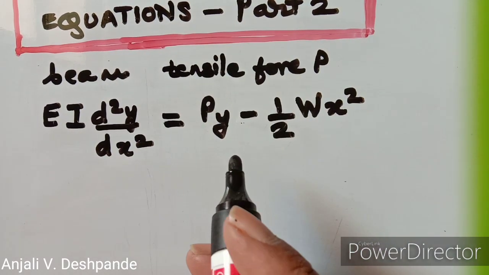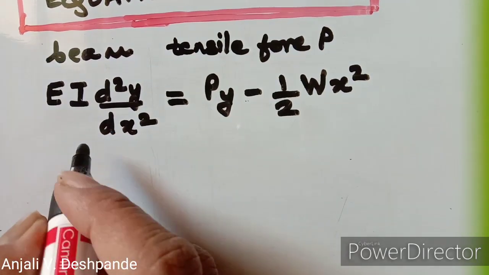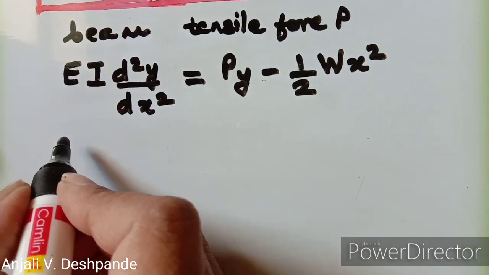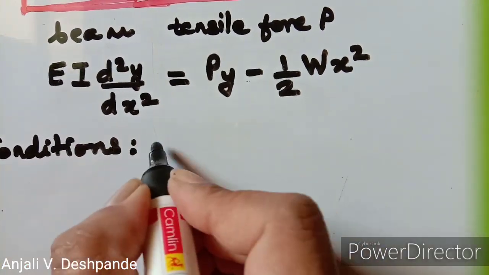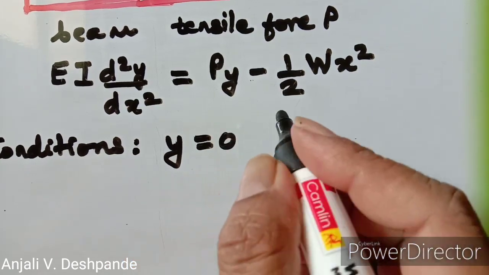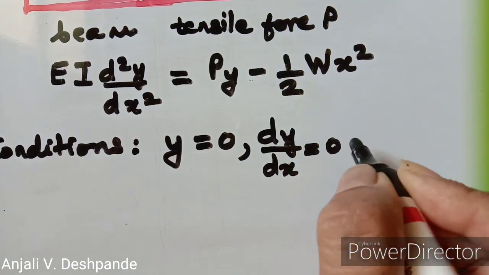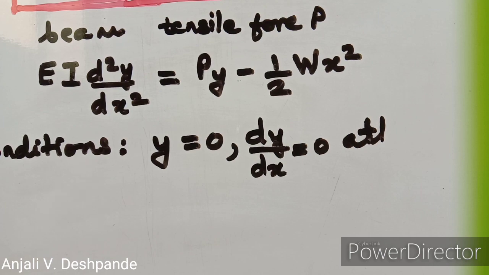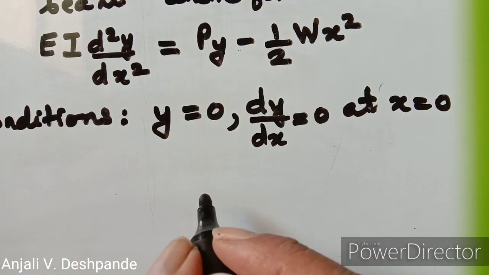Now what you have to do is you have to show that the elastic curve for the beam under the conditions. What are these conditions? Conditions: y is equal to 0, dy by dx is equal to 0 at x is equal to 0, is given by what we are showing.